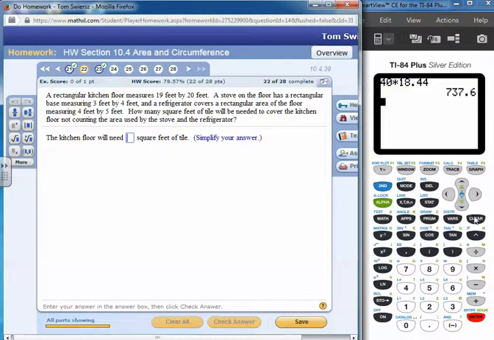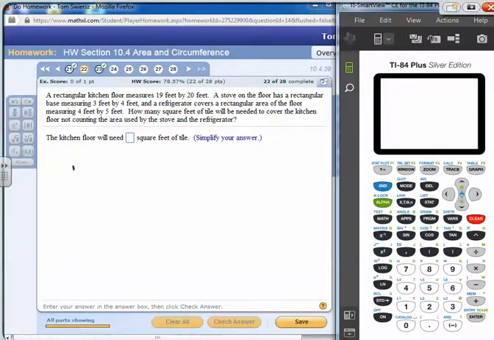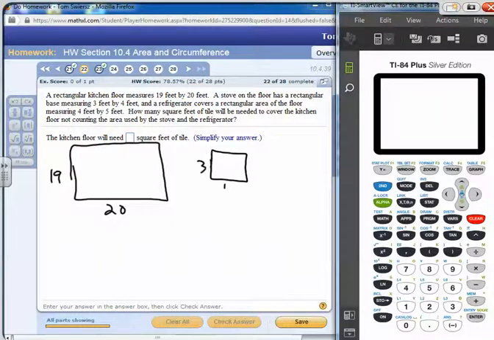Number 22. A rectangular kitchen floor measures 19 by 20 feet. A stove on the floor has a rectangular base measuring 3 by 4, and a refrigerator is 4 by 5. How many square feet of tile will be needed to cover the kitchen floor, not counting the area covered by the stove and the refrigerator?